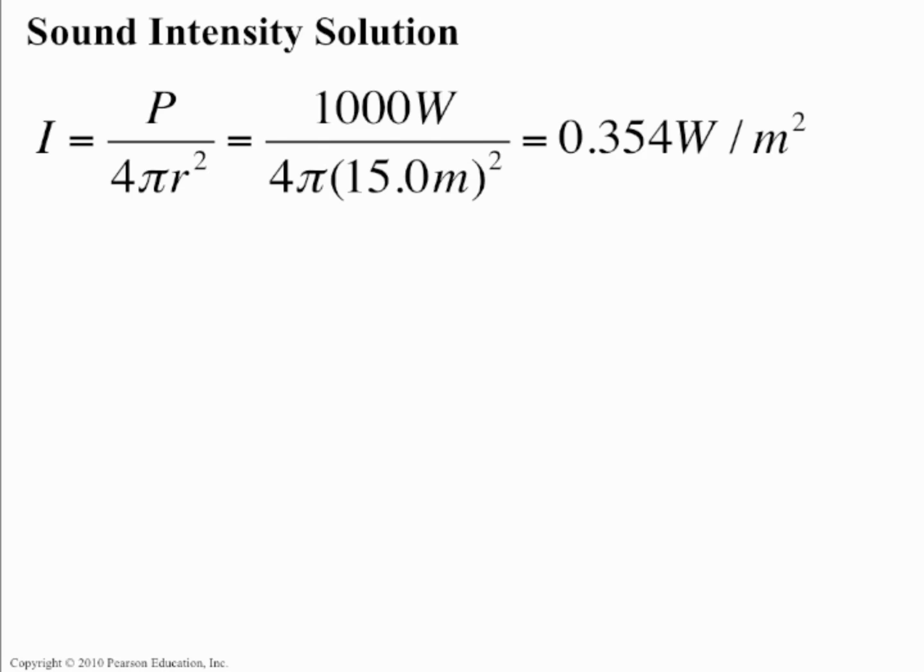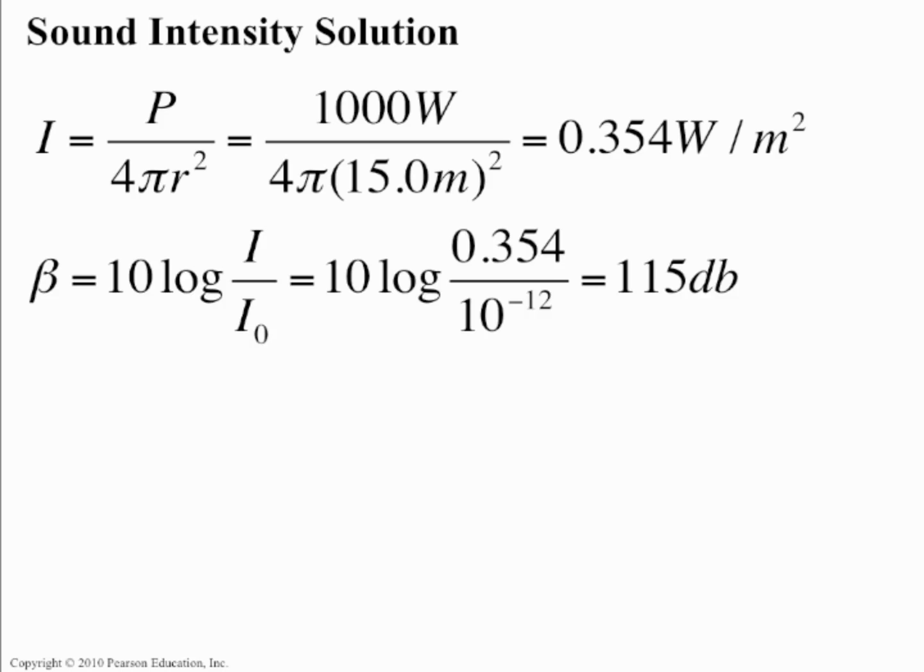Let's go through the solution. So I equals P over 4 pi r squared. That's our formula. We put in our givens of 1,000 and 15, and we end up with 0.354 watts per square meter. That's our intensity. Now, what's our intensity level? Beta equals 10 log I over I0, and so that's 10 log 0.354 over 10 to the negative 12, and that's 115 decibels. That's quite loud.